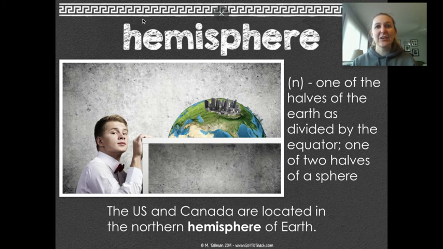Hemisphere has hemi, also meaning half, in it. One of the halves of Earth divided by the equator, one of two halves of a sphere. The US and Canada are located in the northern hemisphere of Earth.